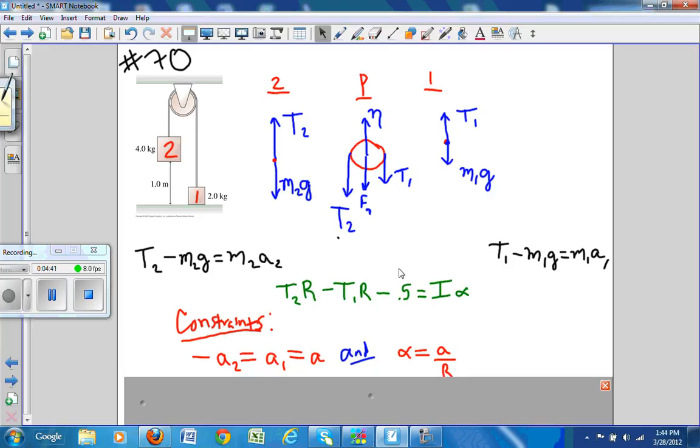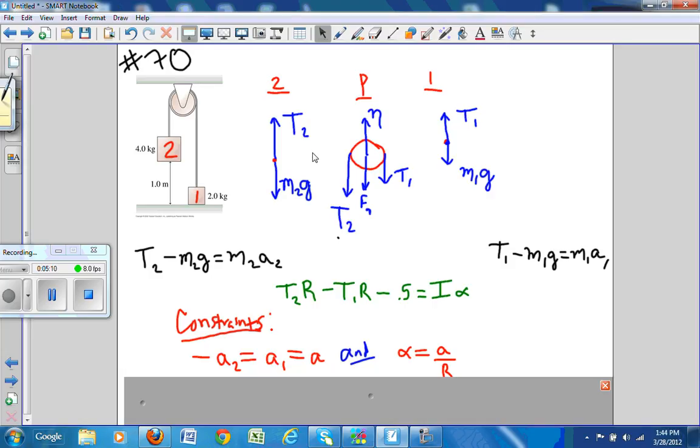And one thing I forgot to mention a little bit earlier, this is different than the Atwood's machines we used to work with. The tension here, tension 2, is not going to be the same as tension 1 over here. That's only in the case where the pulley is massless and frictionless. And in our case, we have friction and we have mass. And so T2 does not equal T1 here. So just keep that in mind as well.